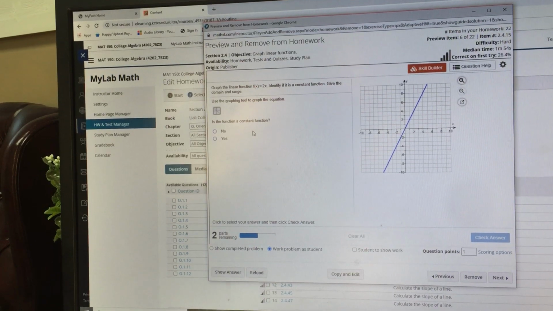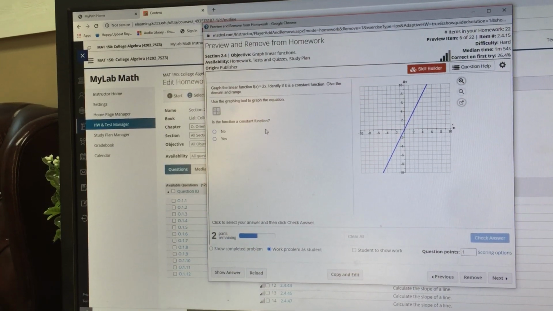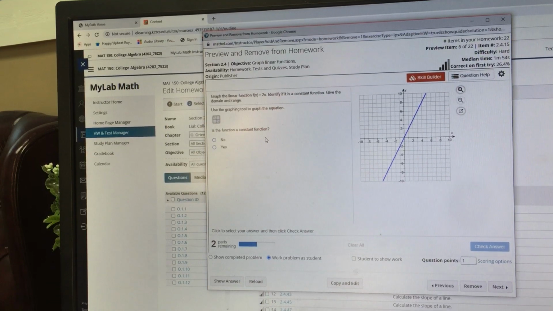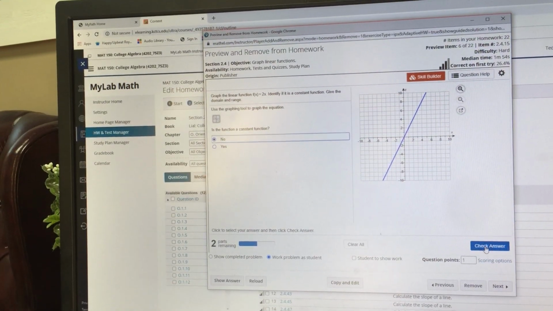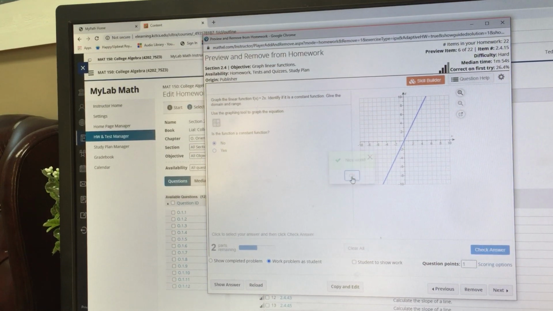Now, is this a constant function? Again, a constant function is a 0 slope. This does not have 0 slope, so no, it's not a constant function. Nice work.